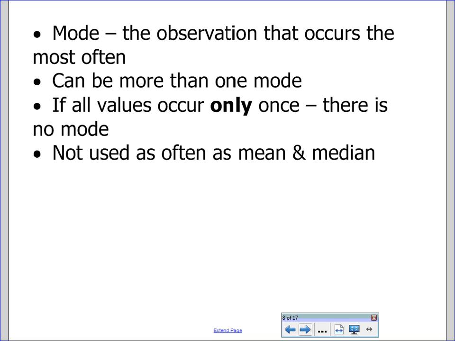Mode is just the observation that occurs most often. And we're not going to use it a whole lot, except for in very large samples, we'll talk about the peak of a frequency diagram being the mode, and that's where we get the unimodal and bimodal. Because if you look at a frequency diagram, we have something like that, this is bimodal, where on the other hand, this is unimodal. And so that's what we'll be talking about, the most common.